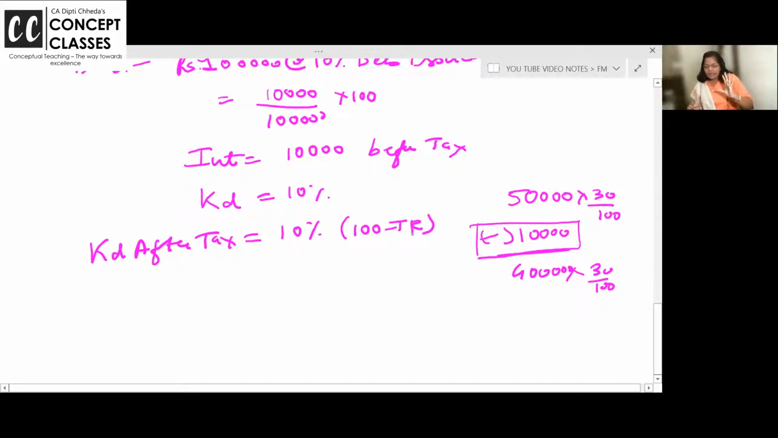Don't write, I'll give you time to write. I'll take a pause and I'll give you time to write. First just look at the screen and understand. I am paying 10% interest, but that is allowed as expense.